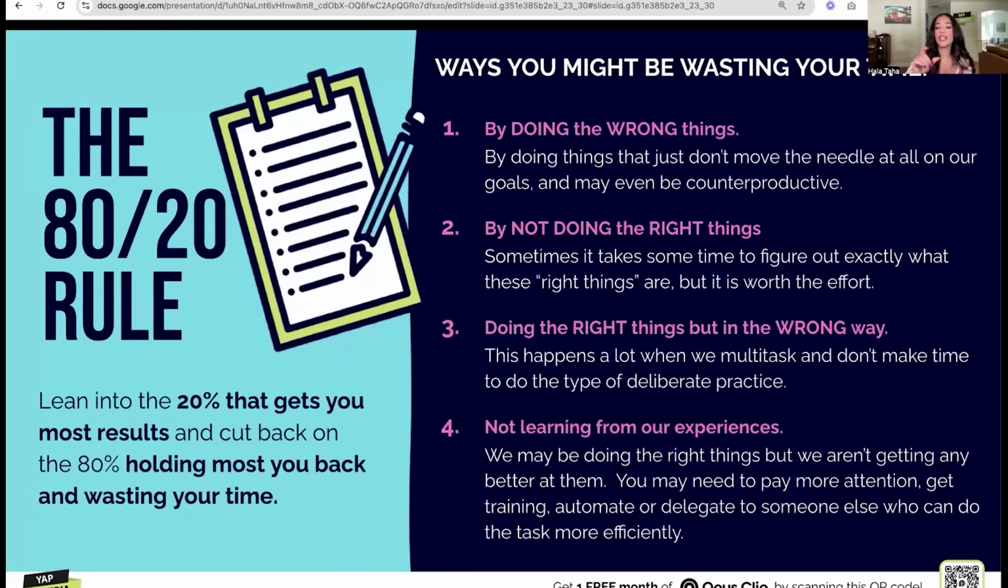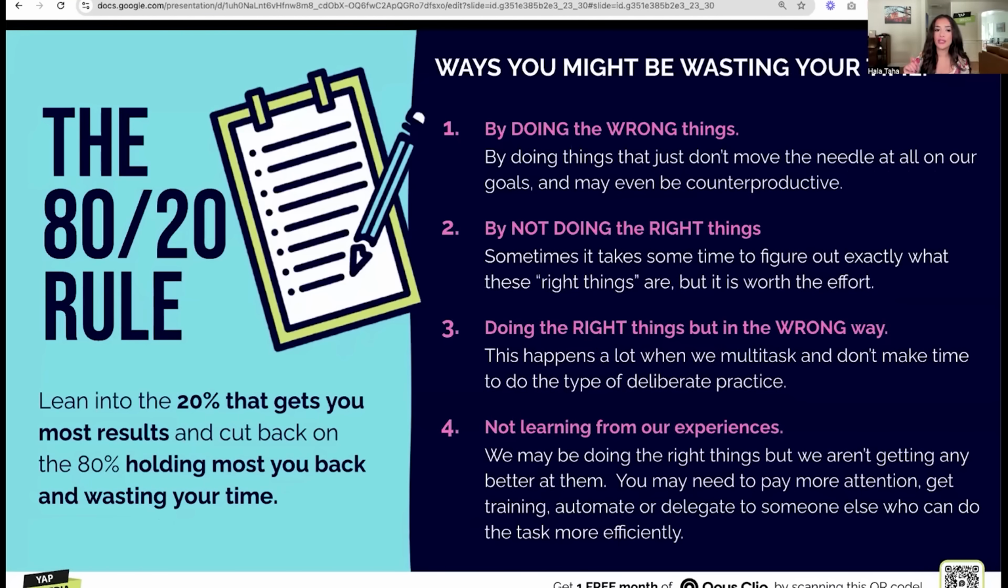So, 80-20 rule. Ways that you might be wasting your time, doing the wrong things, right? Doing things that don't move the needle, that are counterproductive, saying yes to everything, and not being strategic about the way that you spend your time. Not doing the right things, right? You didn't figure out what the right thing to do was. You just keep doing the same thing over and over again and expecting different results. You need to do something different. You need to test new things so that you can figure out how to get something that actually works.